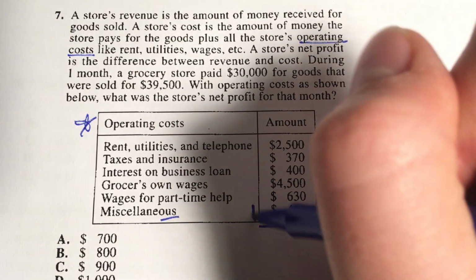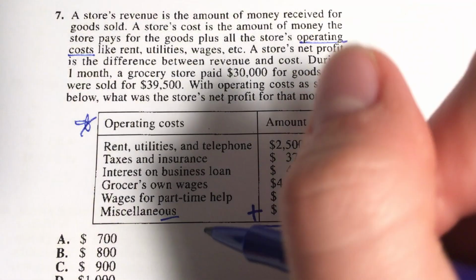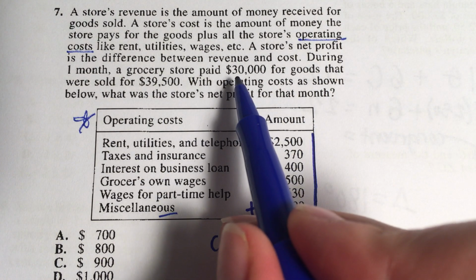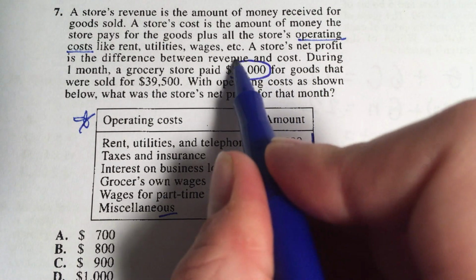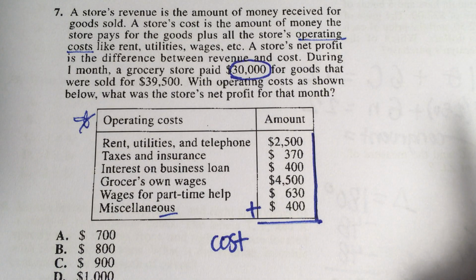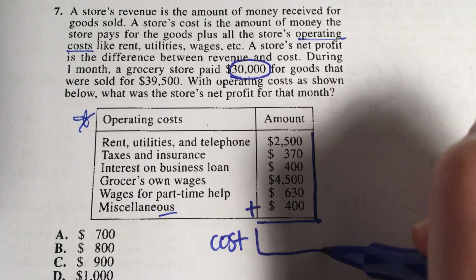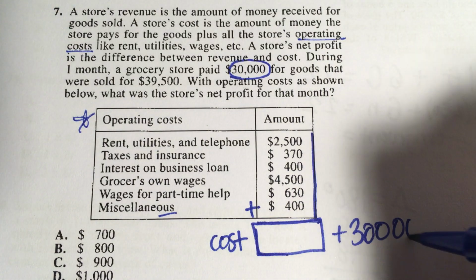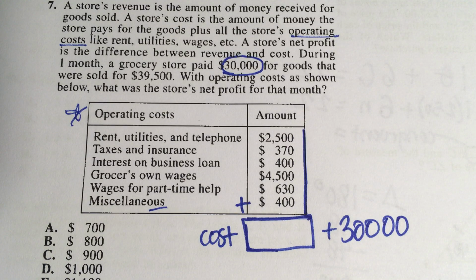So I'm going to add all those numbers together because those are a part of their costs, right? And then it also says that they paid $30,000 for the goods, so that's also a part of their cost. So their cost is whatever we get here plus the $30,000. As you can see, it's really expensive to run a store.